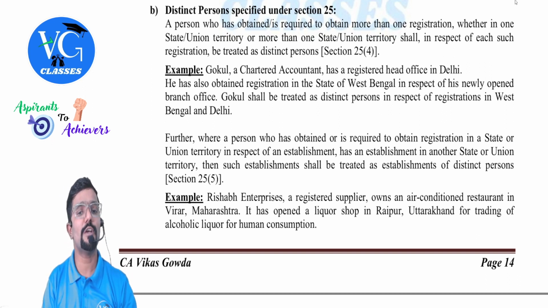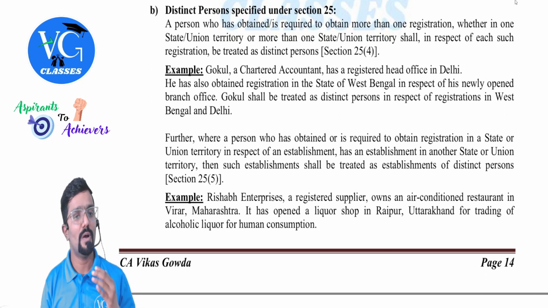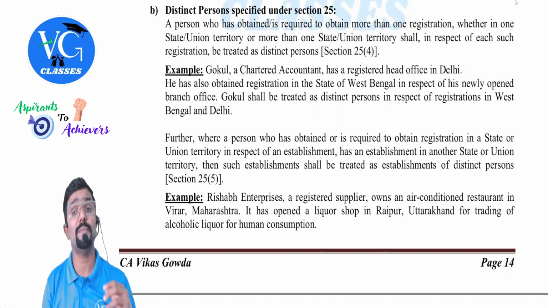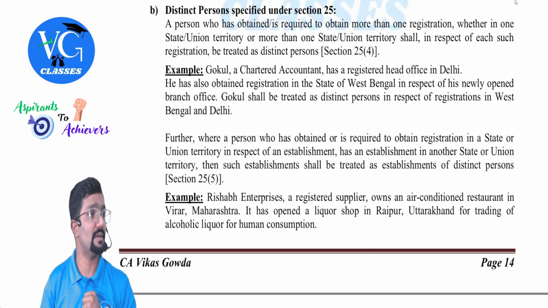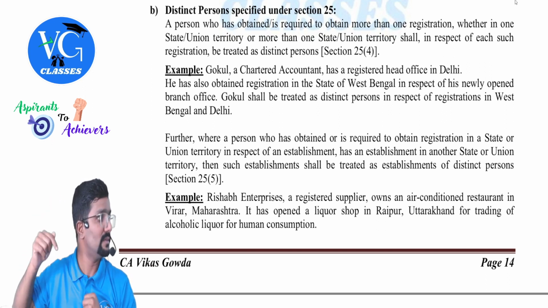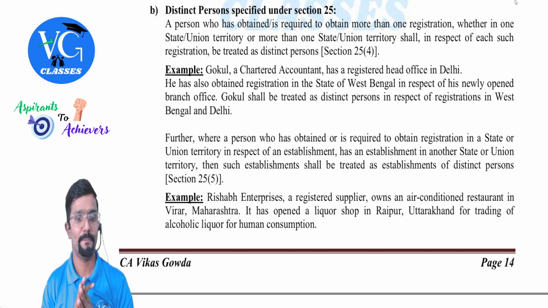Next. Further, where a person has obtained or is required to obtain registration in a state or a union territory, in respect of an establishment in another state or union territory, such establishment will be treated as what, guys? Establishment of distinct person. My petrol business, liquor business and all, I gave the example, no? That one. As per section 25, subsection 5.